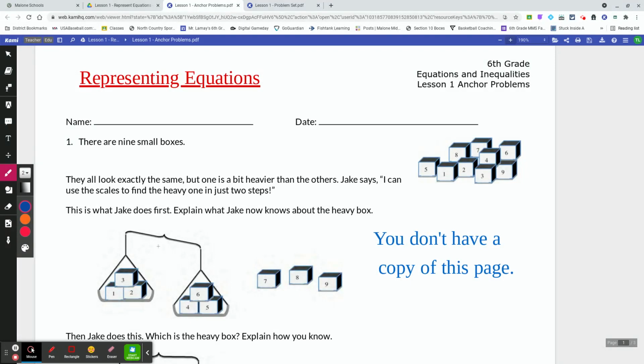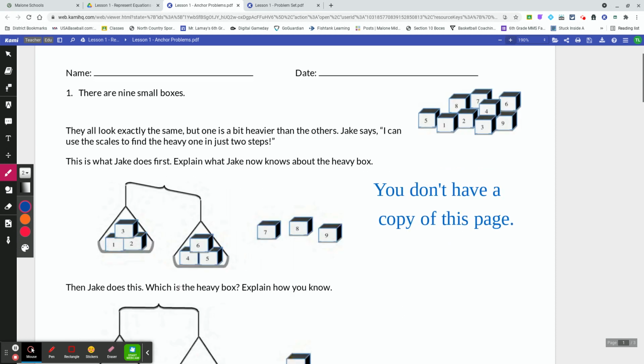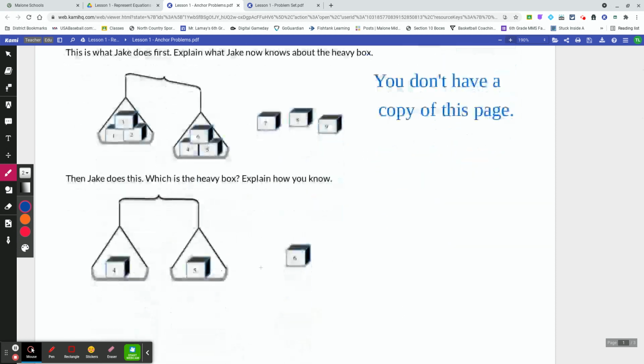So this is like a balance, right? That he has right here on the bottom left, and you can see that he splits the boxes into 3 groups. If they're all the same size except for one, then we have one set that's going to be heavier than the other one. So we already know that this group 4, 5, and 6 is heavier than the other ones. Then he takes that same set of 3 that he knows is heavier, and he weighs 4 and 5. They're exactly the same, so 6 has to be the heavier one.